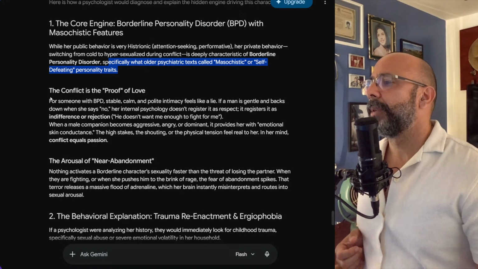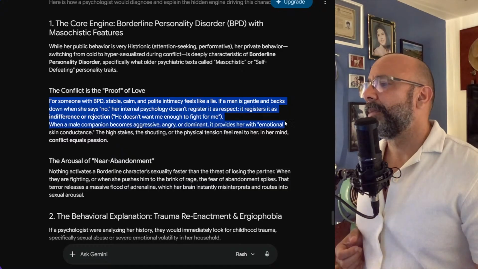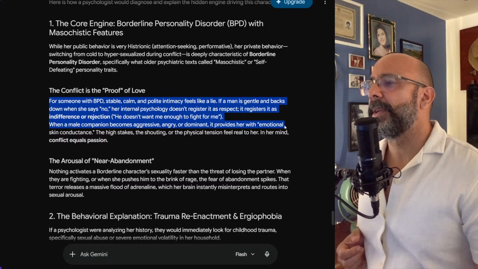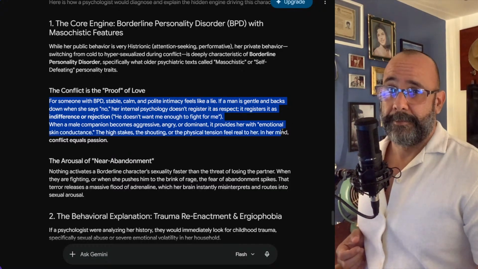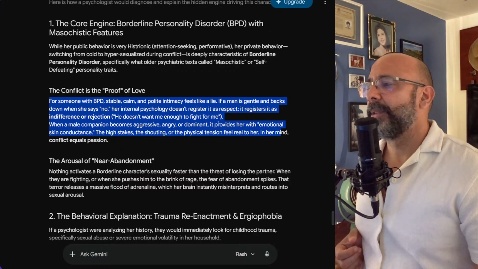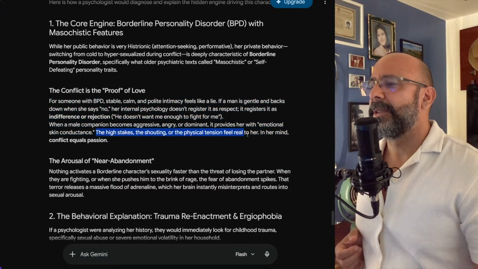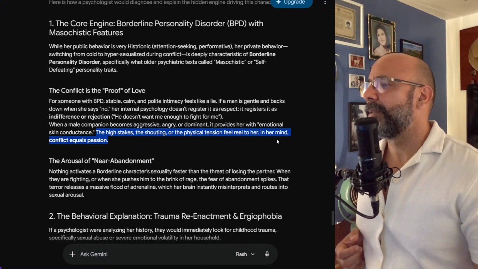Okay. "The conflict is the proof of love. For someone with BPD, stable, calm, and polite intimacy feels like a lie. If a man is gentle and backs down when she says no, her internal psychology doesn't register it as respect. She registers it as indifference or rejection. He doesn't want me enough to fight for me. When a male companion becomes aggressive, angry, or dominant, it provides her with emotional skin conductance." What is emotional skin conductance? "The high stakes, the shouting, the physical tension feel real to her. In her mind, conflict equals passion."